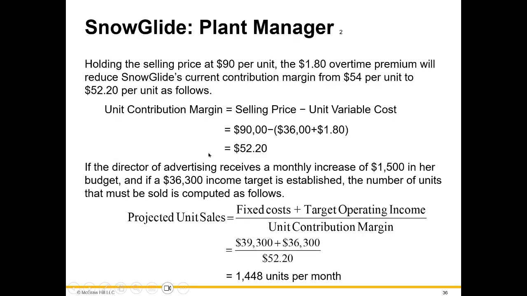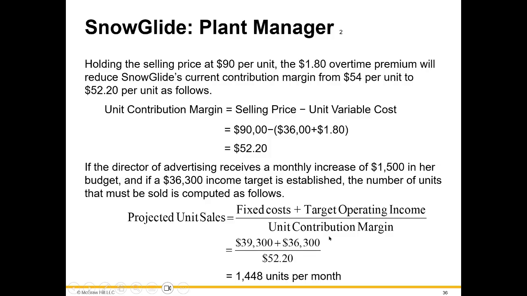Okay, so let's see where that shows up. It was $36. It's going to increase here by $1.80. And so now the contribution margin is $52.20. If we want to figure out our projected amount of sales in units, we'll take this fixed cost, $39,300, that includes the advertising, plus the $36,300, that's our target operating income, and divide by 52.20 to get 1,448 units per month.